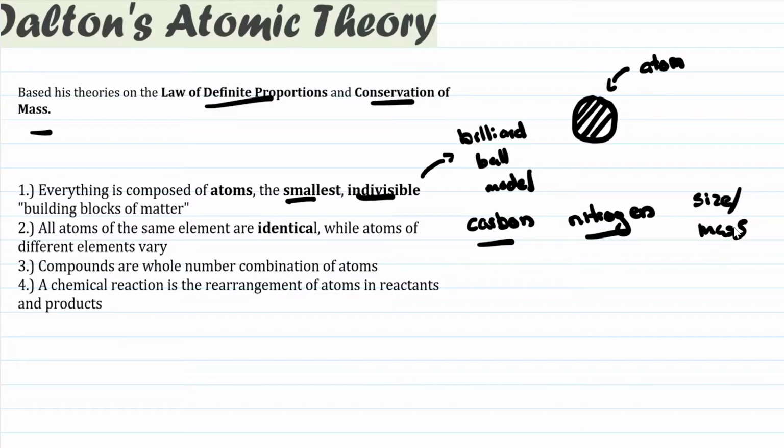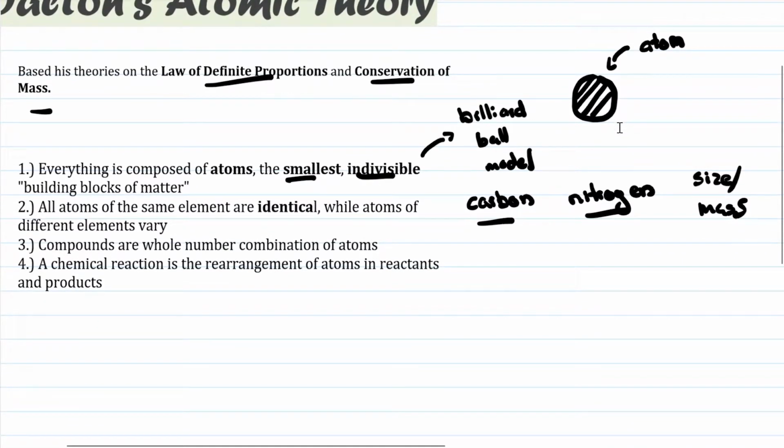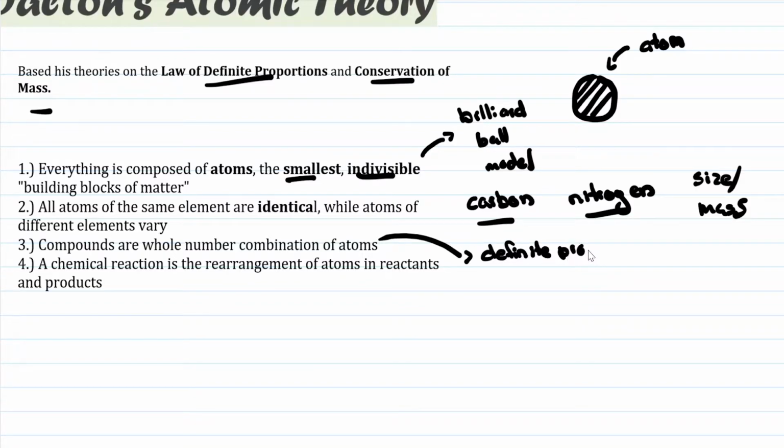All right. The next one here is very interesting. It's that compounds are a whole number combination of atoms. And this is where you see that connection to the law of definite proportions, which states that compounds are of constant proportion by mass of its constituent elements. So that's where the influence comes in, and you can draw that connection here. So definite proportions, or the constant composition law, the same idea. All right, so that's going to be the connection there.